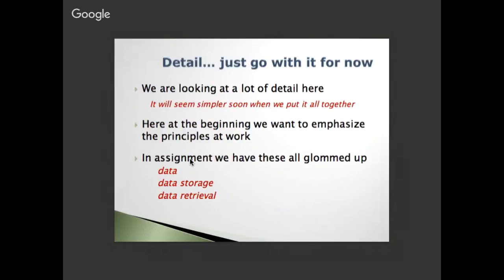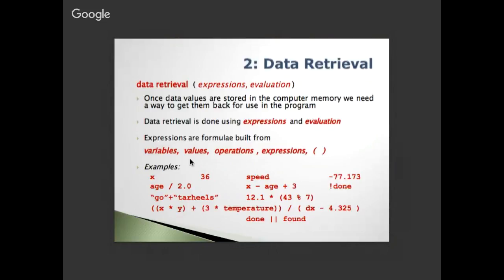So in detail, we'll just go with what we have right now. We're looking at a lot of detail here. It seems simpler soon when we put everything together. But here at the beginning, we want to emphasize principles at work: data, data storage, data retrieval. And for data retrieval, you have expressions, which we'll look at, and evaluation. Once data values are stored in a computer, we need a way to put them back in the program. An example would be first name: how are we going to use it? It's done by expressions and evaluation.